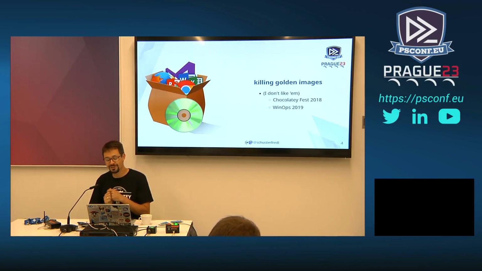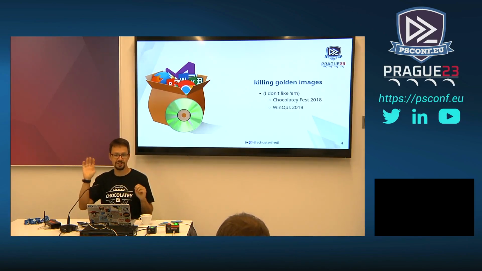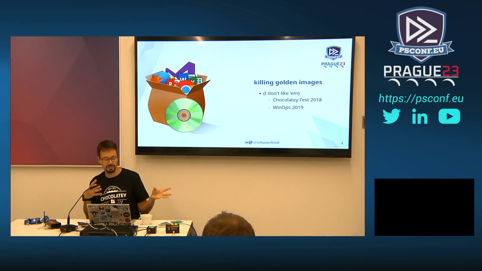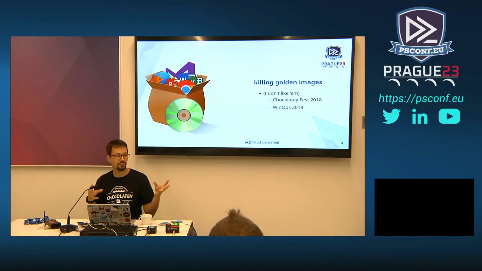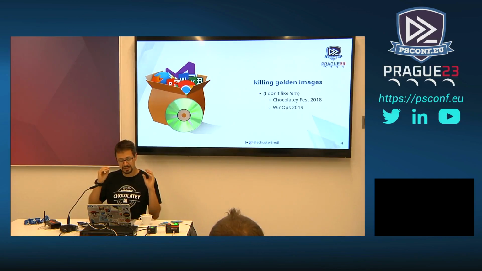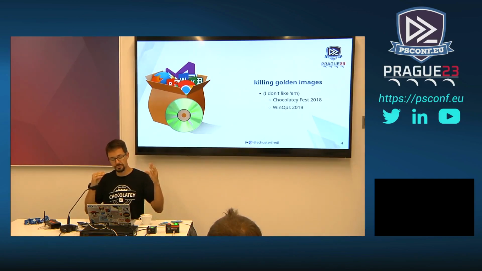So I've been killing golden images. At Chocolatey Fest, I've been doing a talk about how to automate your infrastructure and software deployments at WinOps. And basically, who knows what golden images are? Whenever I'm referring to a golden image, I'm talking about a full system image where you have all the applications, all your configuration, all your setups, whatever you need on a box pre-deployed, and you basically take an image. It might be a full hard disk clone, or if you've got a virtual machine, just duplicate the virtual machine and put it onto another box.